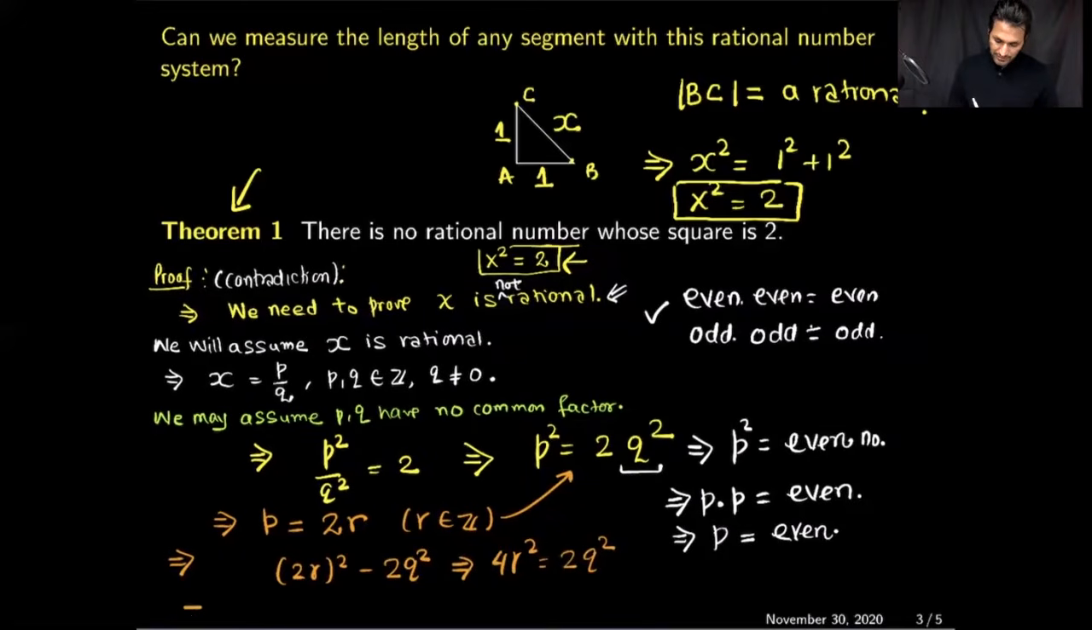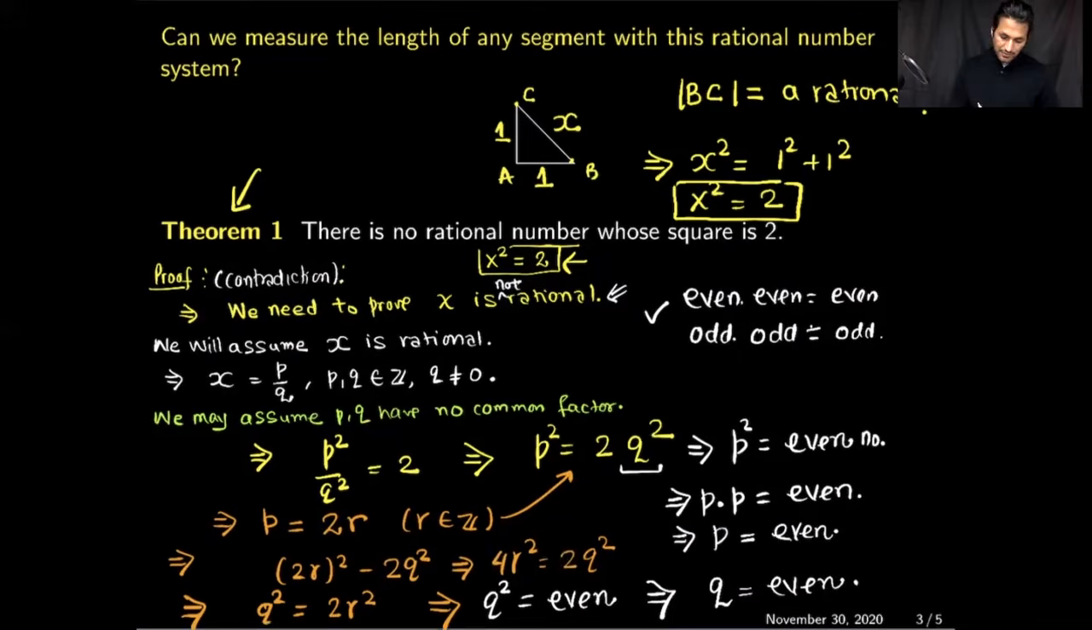And if I further simplify that, this is again 2 divided over, and this is going to be q square is equal to 2r square. And this simply tells us q is a multiple of 2, or in other words, q square is even. And using the same argument, I can prove that q is even.